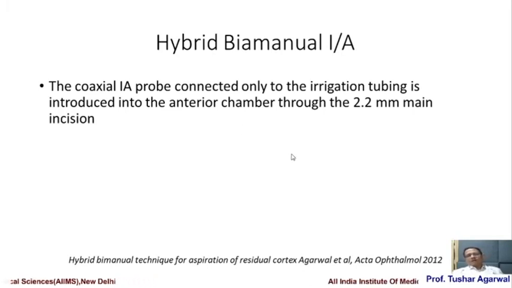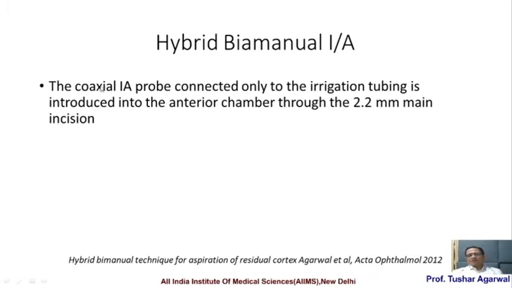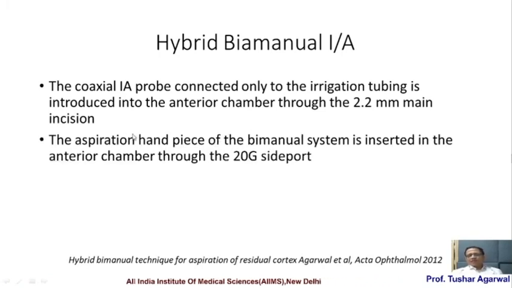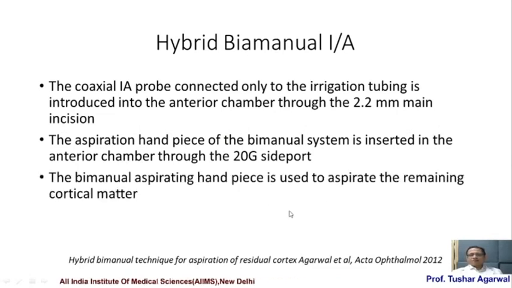So if you use a hybrid bimanual, you basically use the coaxial IA probe, which is connected only to the irrigation tubing into the anterior chamber. So your main port gets secured with the coaxial IA, and then you use only the aspiration handpiece of the bimanual system through the side port.